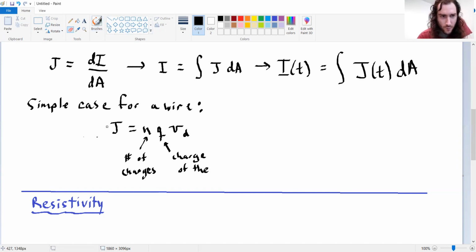Actually, let's be more precise in our language here. Let's say N is the number of particles, and Q will be the charge of those particles, just to make sure that we've got a precise definition here. So number of particles, and the charge of the particles is Q.